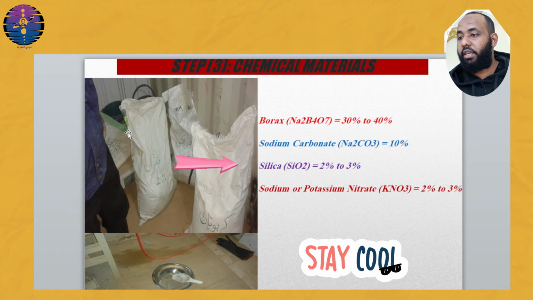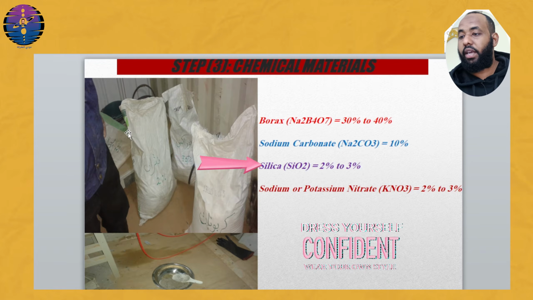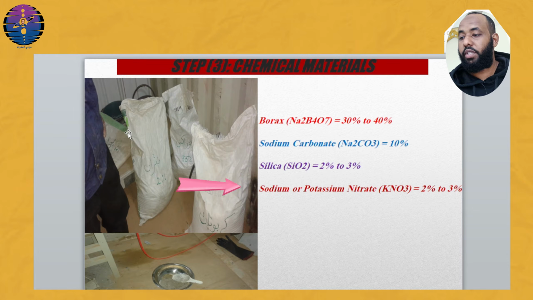Material number 3, we add silica, SiO2, added at 2% to 3% of the dry sample weight. Silica purifies the sample and gathers impurities. Material number 4, sodium or potassium nitrate, KNO3, added at 2% to 3%. This helps improve the smelting process.